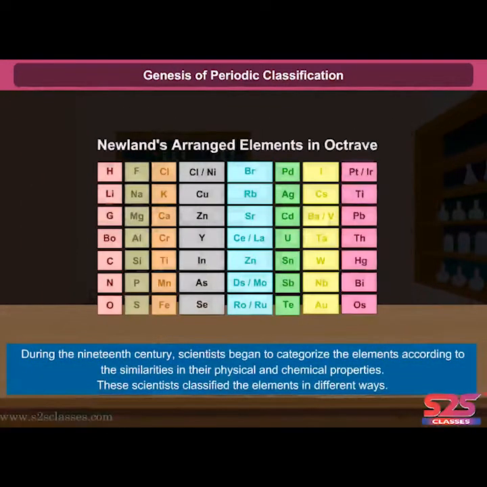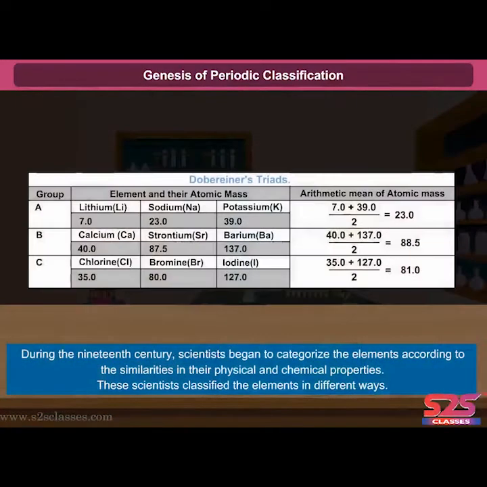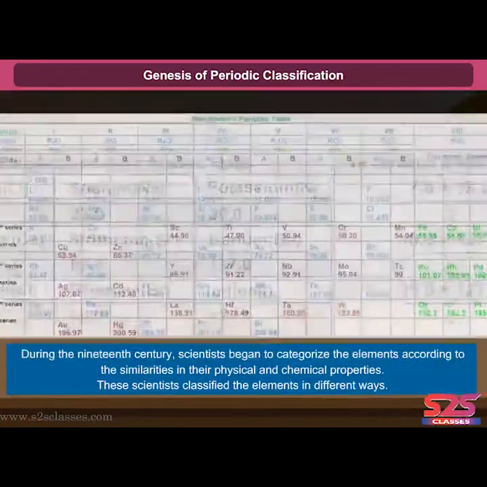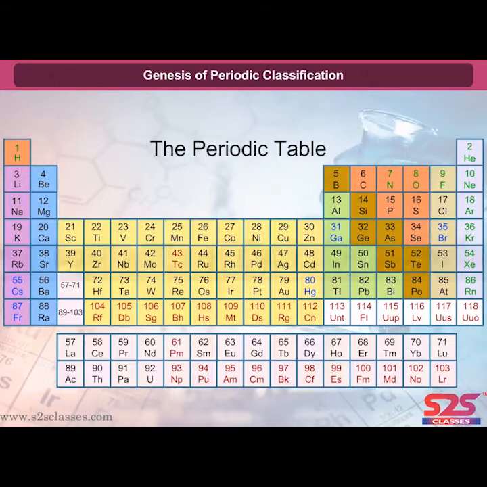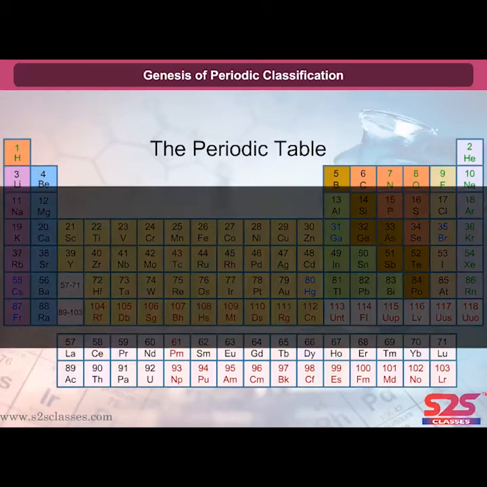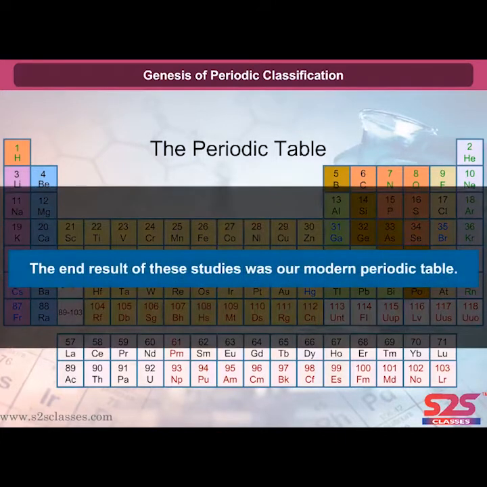Genesis of periodic classification. During the 19th century, scientists began to categorize the elements according to the similarities in their physical and chemical properties. These scientists classified the elements in different ways. The end result of these studies was our modern periodic table.